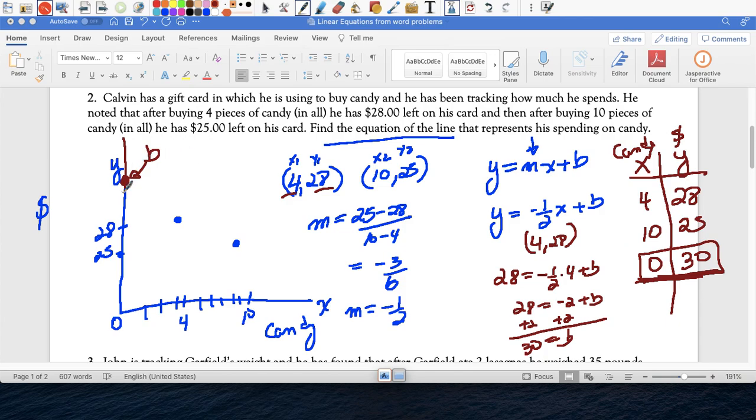Right, so my line looks like this, and it's decreasing, right? Sorry, I should connect the dots. Decreasing, because every time we buy candy, our balance gets lower and lower.